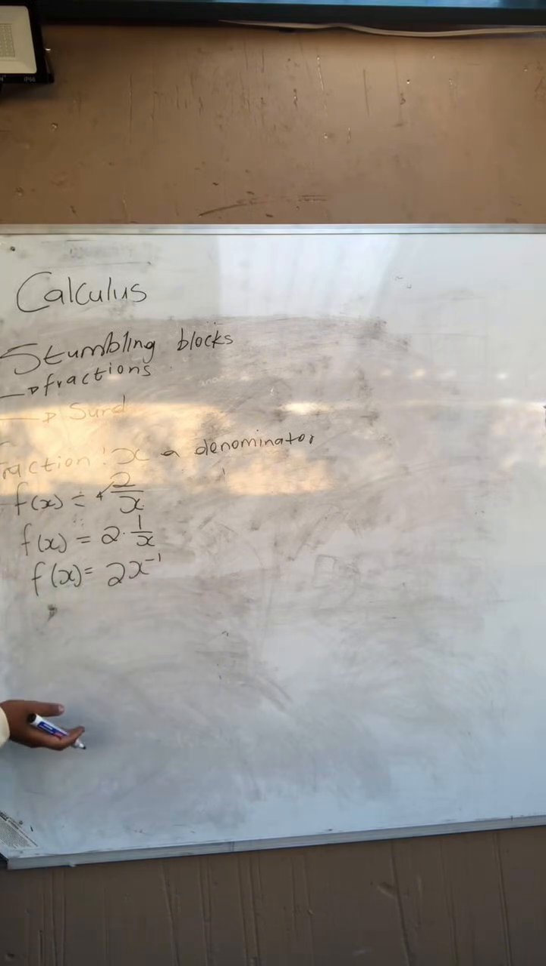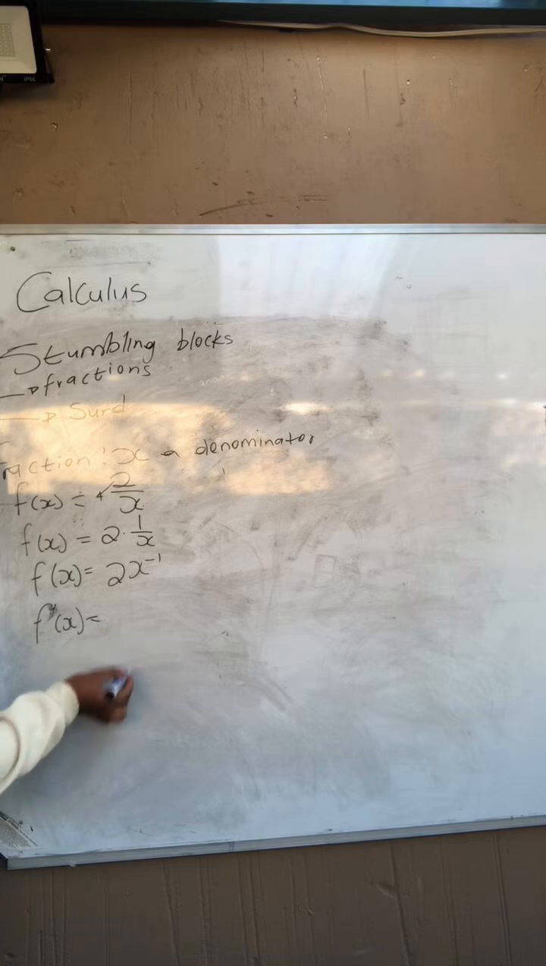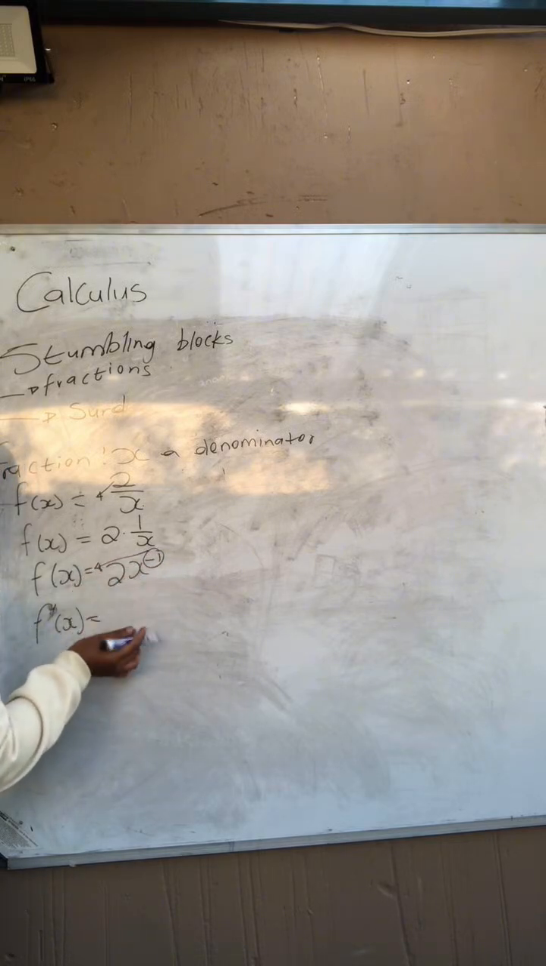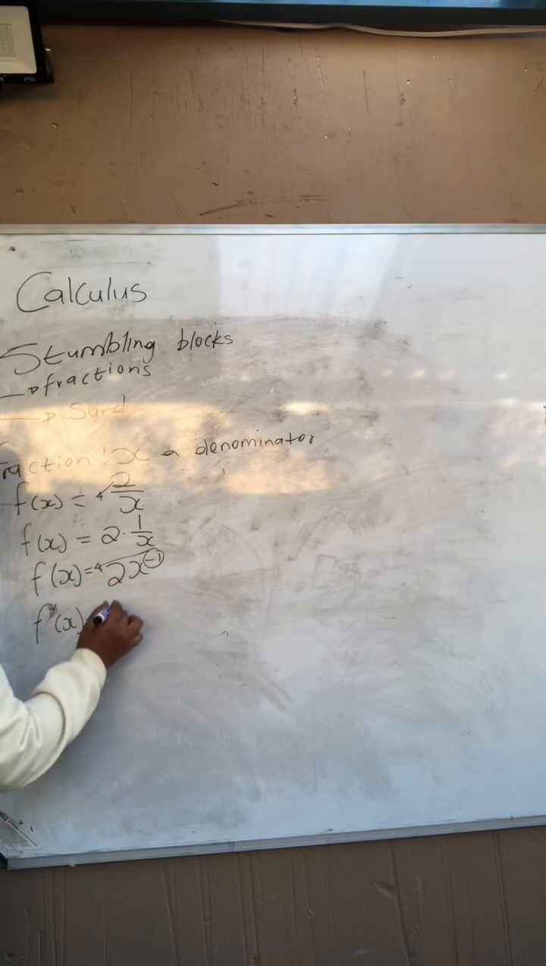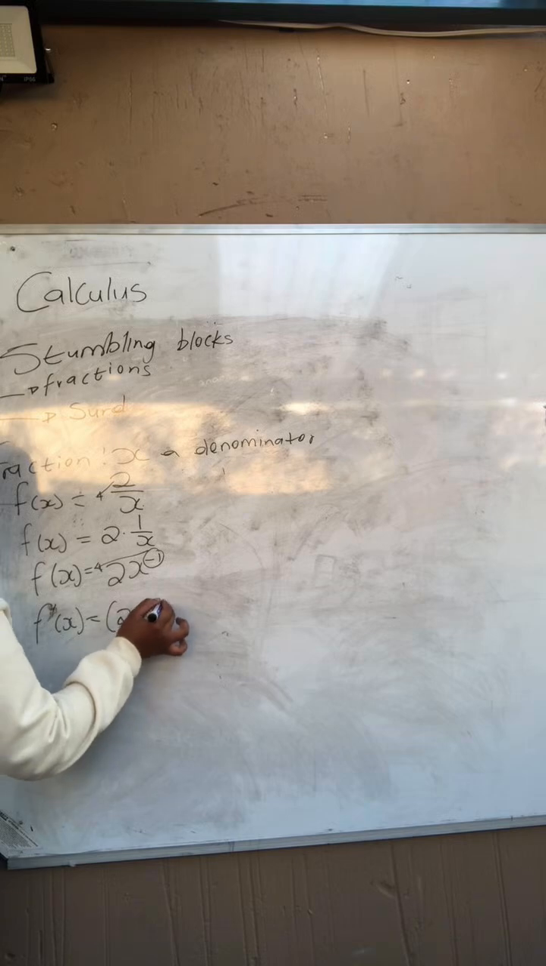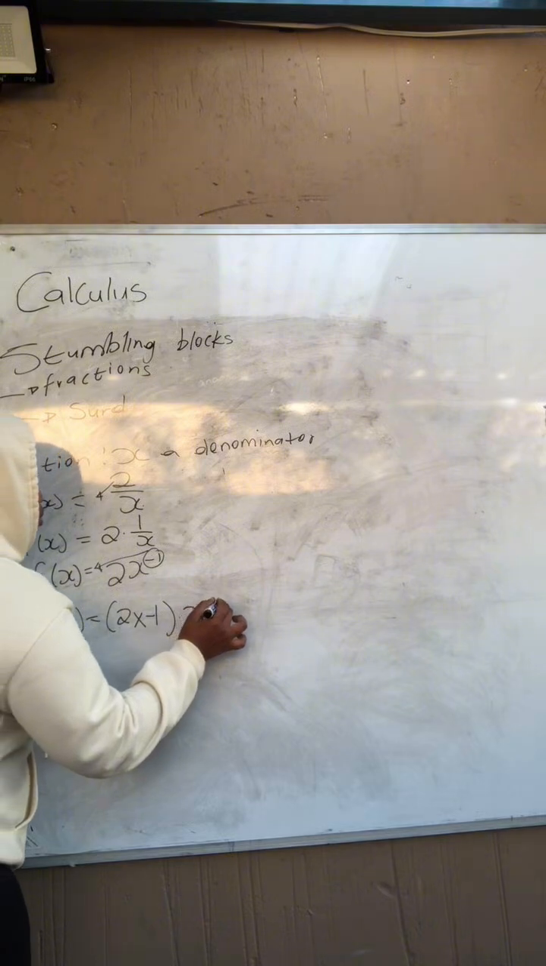We can now start differentiating. So f prime of x is equal to: we bring down the index and multiply it with the base. So we have 2 multiplied by negative 1, and then subtract 1 from the index.